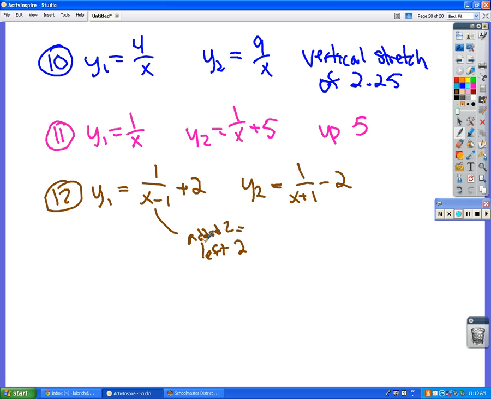So this one I added 2 to get from there to there. What did I do to get from the plus 2 to the minus 2 there? Plus or minus? Subtracted 4. So subtracted 4 is down 4. So left 2, down 4. Okay?